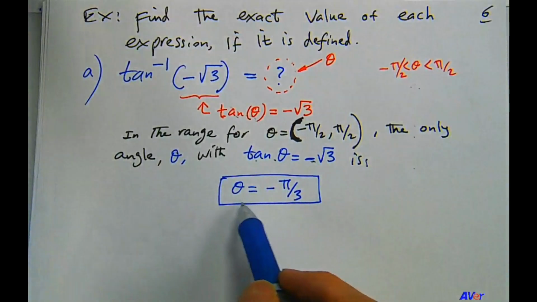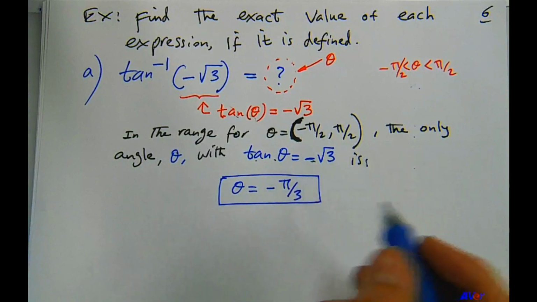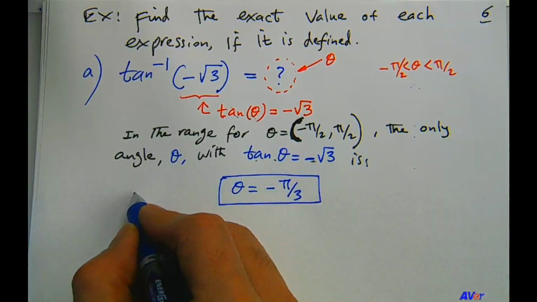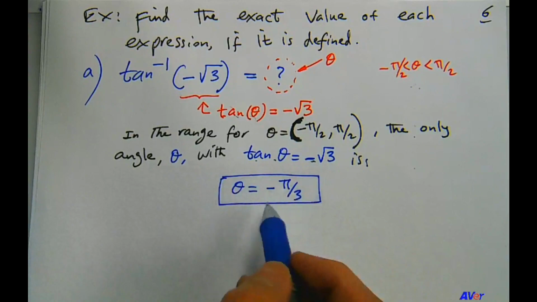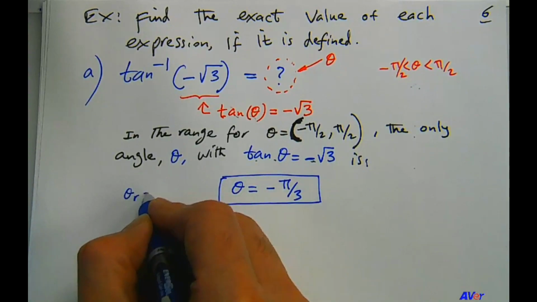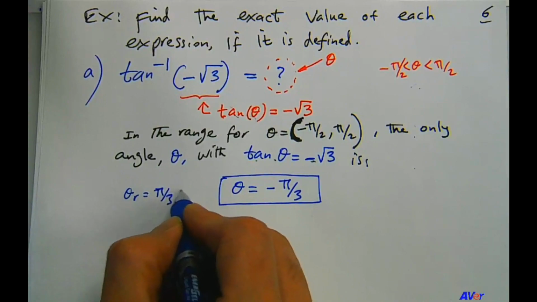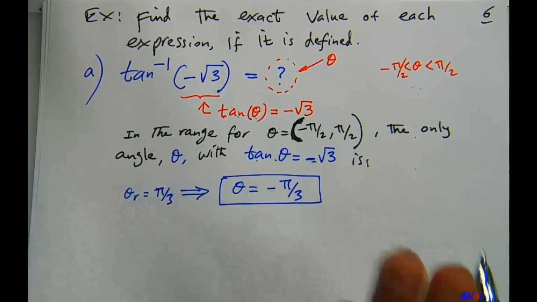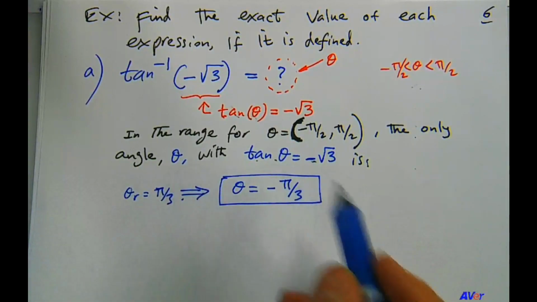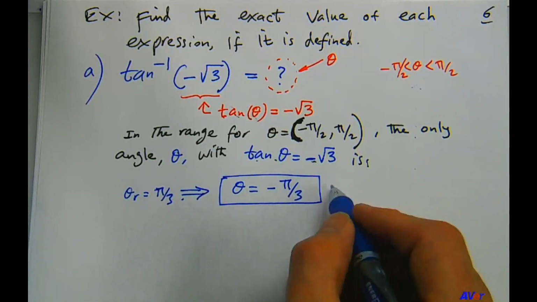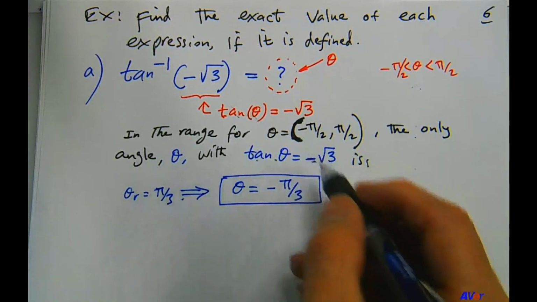Okay, so this is the same as the reference angle. So I just wrote it quickly. Or you can lead to it by saying that the reference angle, theta reference, is pi over 3, because the reference angle is always positive. But because we know we are in quadrant 4, let me add that.